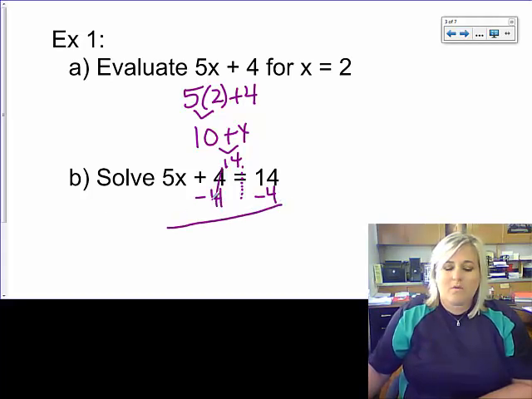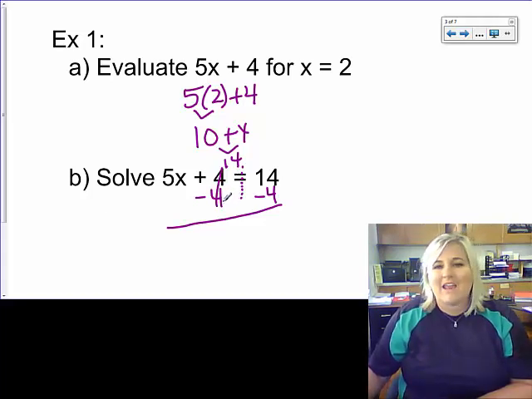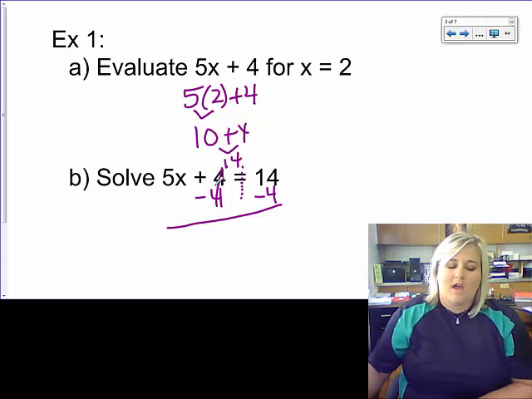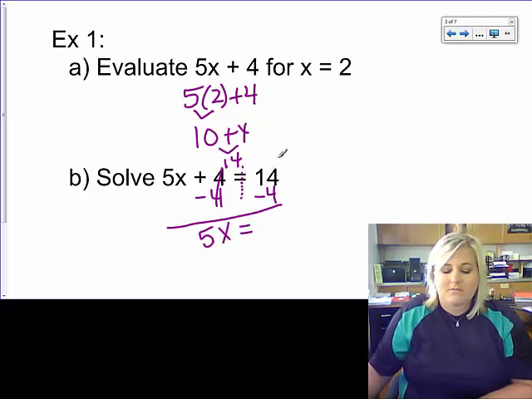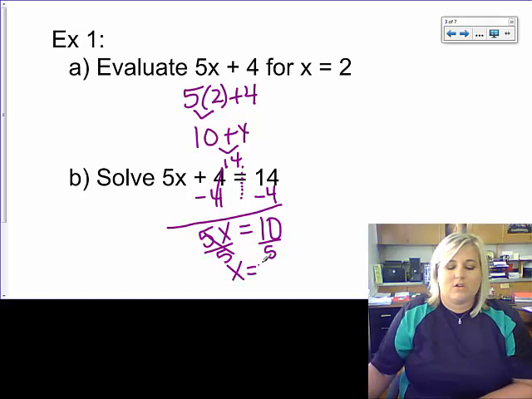At this point, plus 4 and minus 4, those will cancel. They're opposites. So that would be the same as just adding 0. So we say it cancels out. I'm left with 5x on the left side, which has to be equal to 14 minus 4, which is 10. And then I have 5 times x. The opposite of multiplying is dividing. I'm trying to get x by itself, so I'm going to divide by 5 on both sides to get x by itself. 5 over 5 will cancel. I'm left with x equals 2.